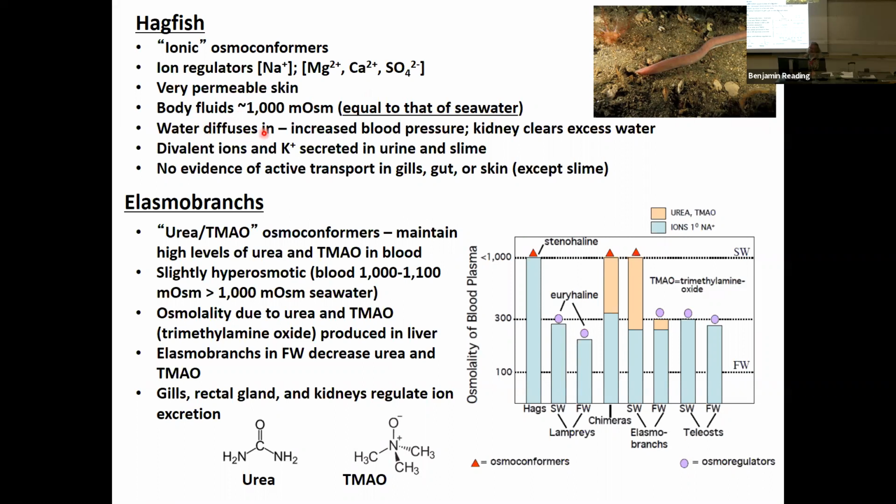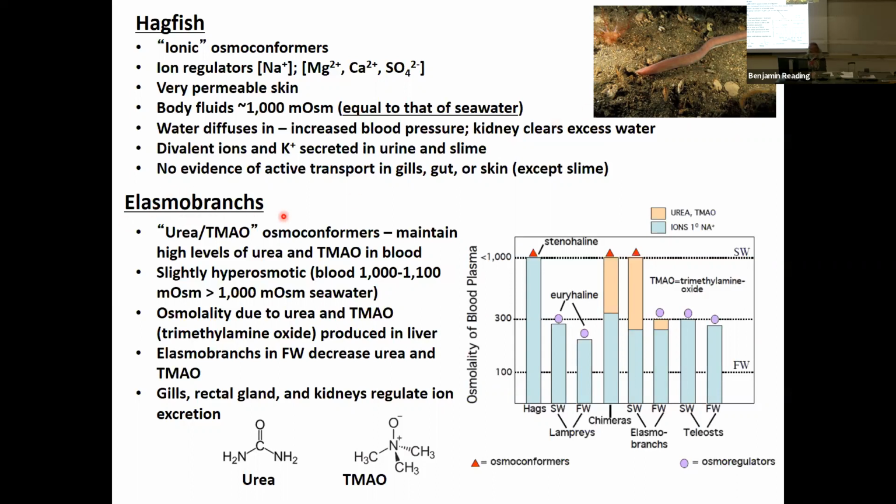Any water that does diffuse in, the kidney can clear if it does happen. They also can excrete ions in the slime and also in the urine if they need to, for instance, if they're trying to balance particular ions in their body for other chemical reactions. But there's no real active transport, no pumps of ions in the gills, gut, or skin. They really just secrete it in the slime. So basically, their body fluid is seawater. That's how they get away with it.